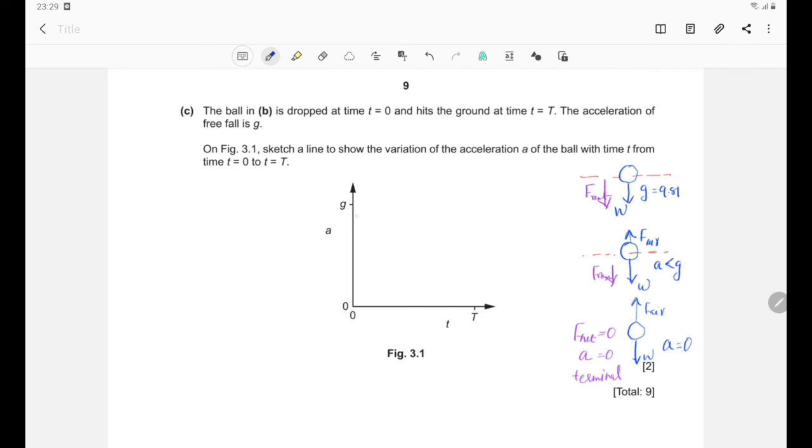The shape of the graph should start from g, because initially there is only its weight, so there is only acceleration due to gravity, that is 9.81, at the initial position. It should start from g, but it should gradually decrease. So this must be the shape, and even before reaching the final time, its acceleration will become 0. This part is very important: as it reaches terminal velocity, there is no net force. So this point represents the terminal velocity reached.